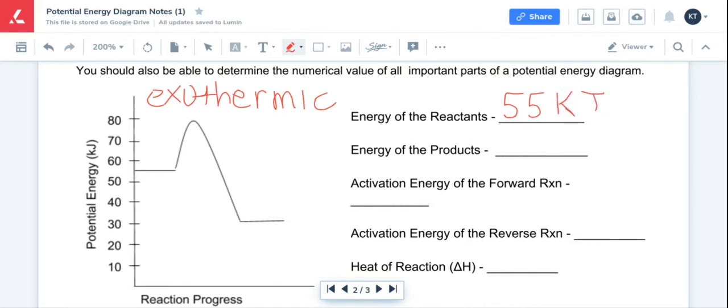It's also asking us for the energy of the products. So we end with the products. So that's down here. And that's going to be about 30 kilojoules. So we're just estimating with what we have.